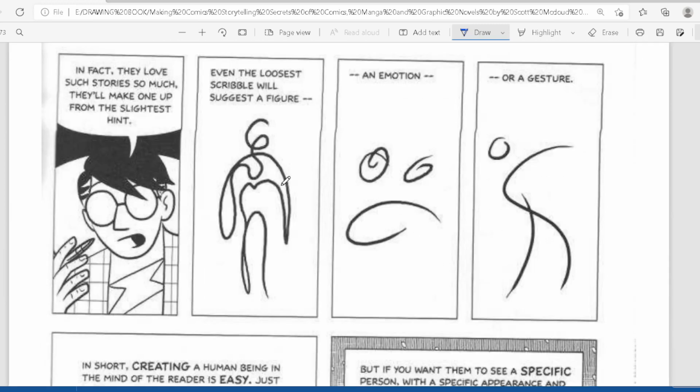In fact, they love such stories so much they will make one up from the slightest hint. Even the loosest scribble will suggest a figure, an emotion, or a gesture.